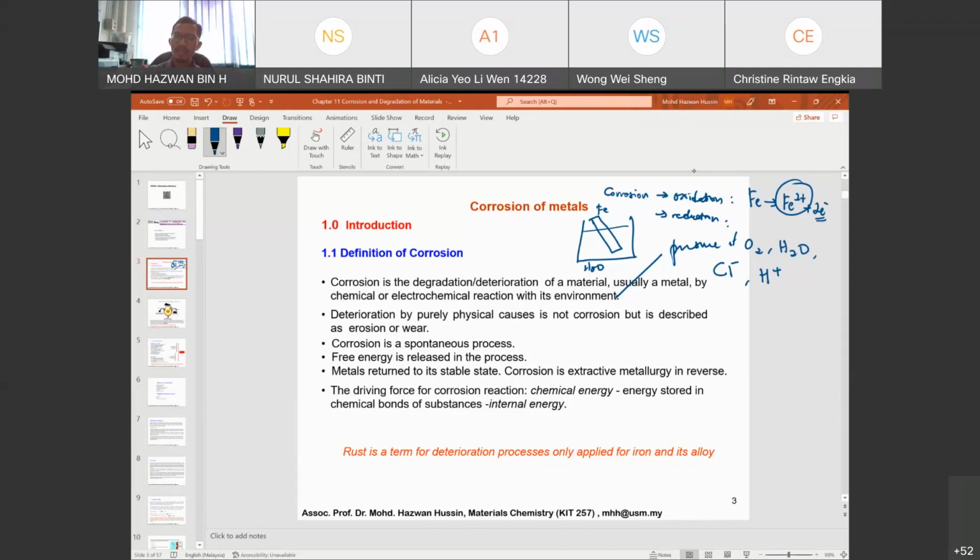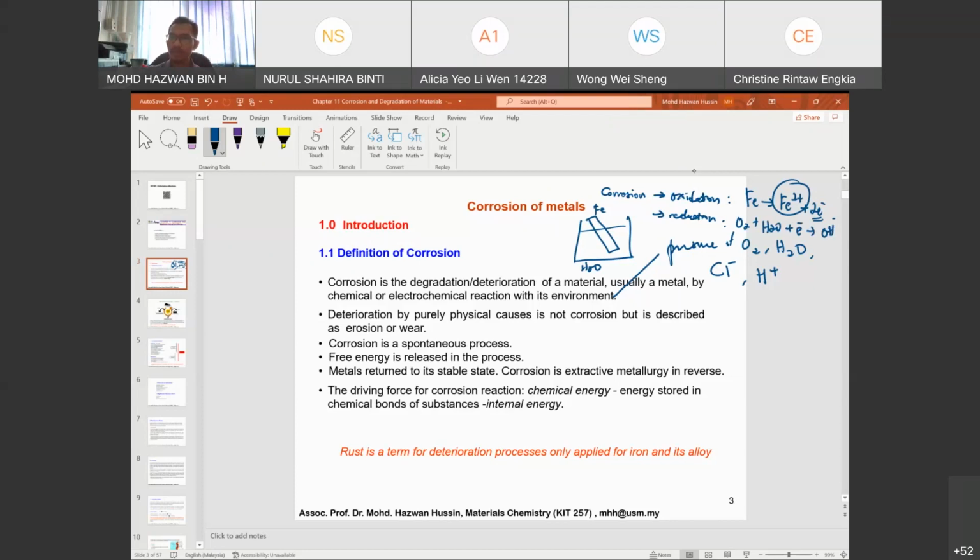Meanwhile, for reduction, we know that inside this solution, you have water and at the same time dissolved oxygen. So O2 plus H2O plus electrons will produce OH minus. So we are going to balance the equation. Actually you are going to produce 4 electrons. This is going to produce 2, this 4. Okay, this is balanced. So O2, 4 oxygen, 4 hydrogens. So for the reduction process, in the presence of oxygen and water, it produces hydroxide ion.